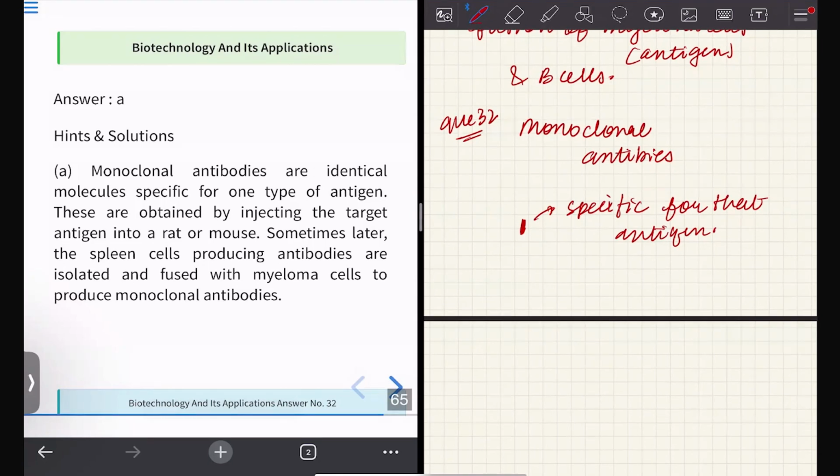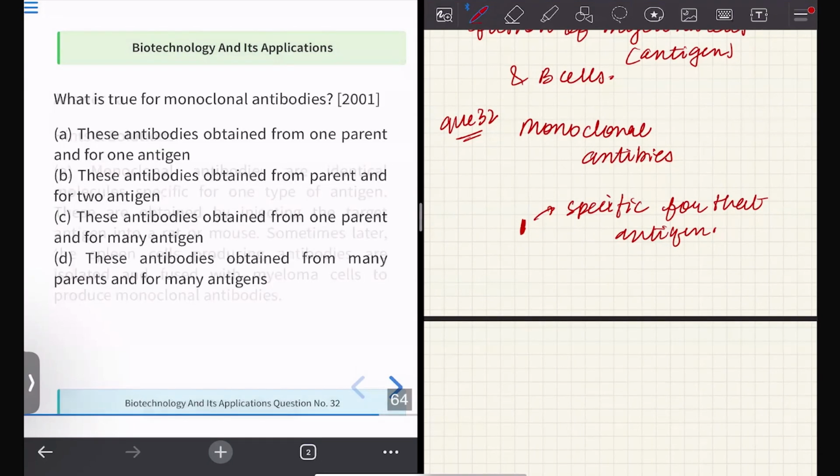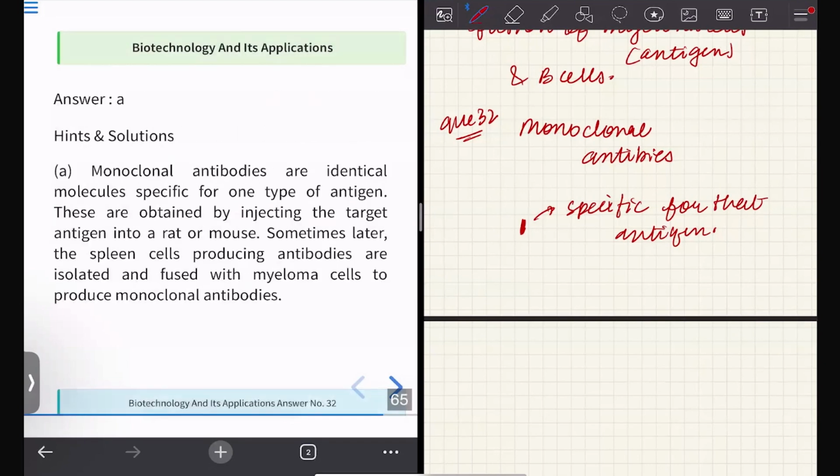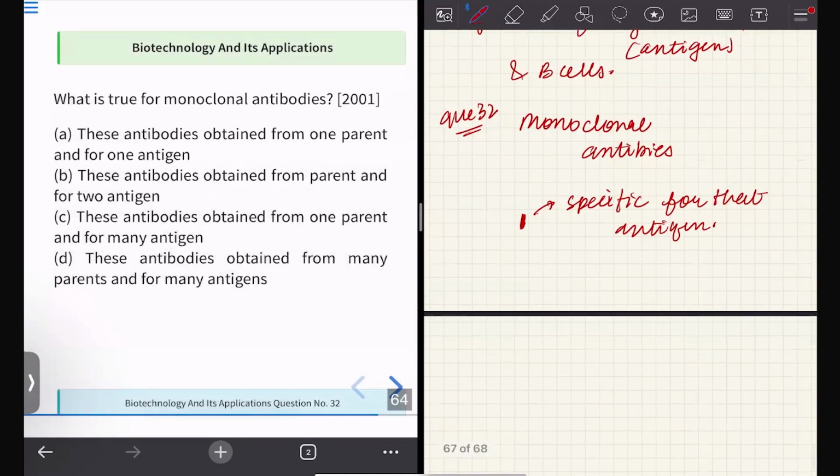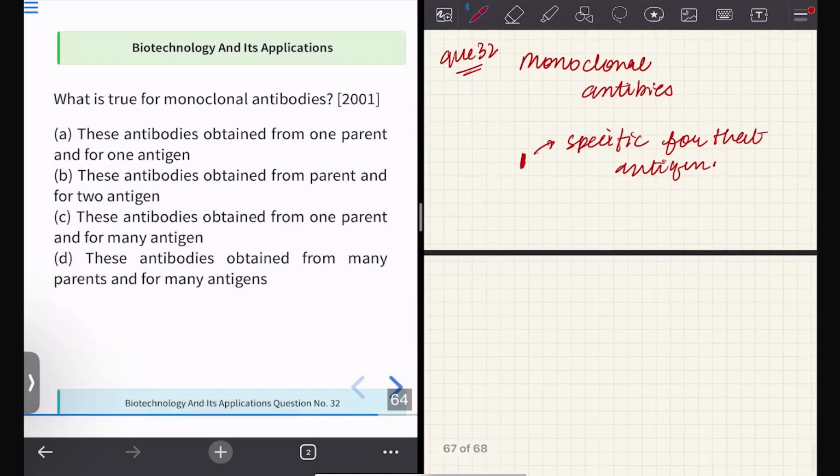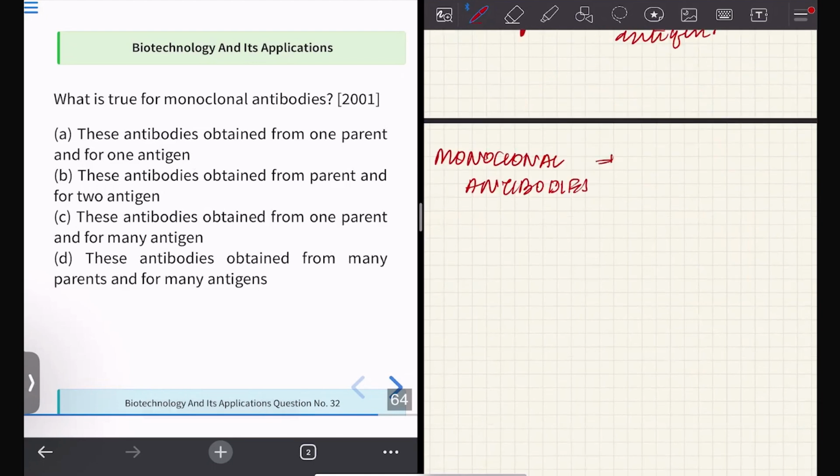Sometimes the spleen cells, they produce antibodies, and these antibodies are then isolated and they are fused with myeloma cells to produce monoclonal antibody. So we have option A, that these antibodies are obtained from one parent and they are specific for one antigen. So monoclonal antibodies, they are obtained from one parent and they are specific for one antigen.